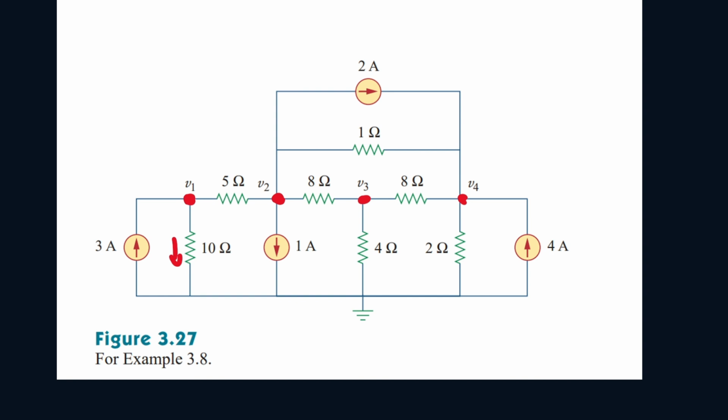So let's call this I1. Let's call this direction I2. Let's call this direction I3. Let's call this direction I4. Let's call this direction I5. Let's call this direction I6. And let's call this direction I7.